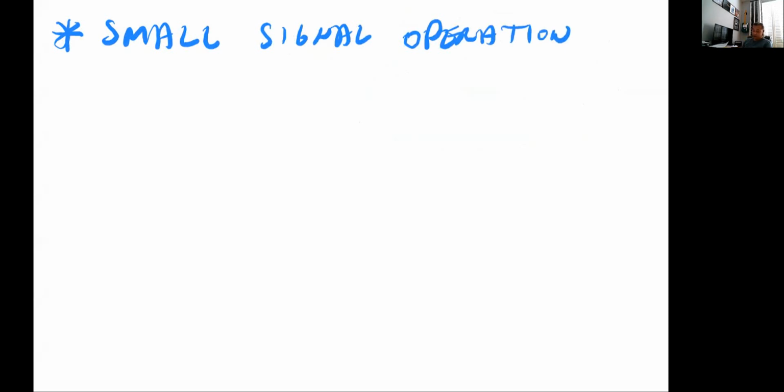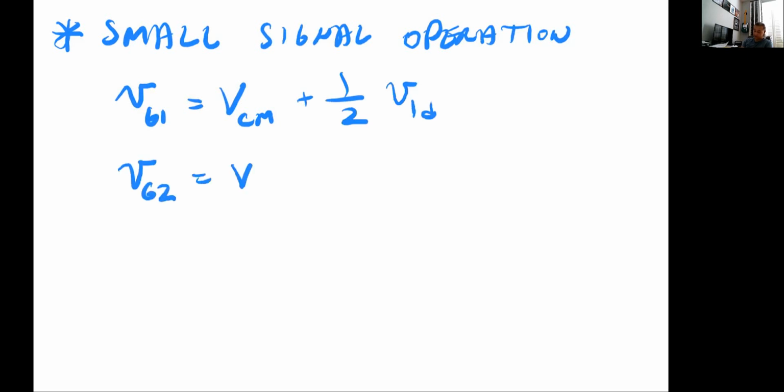And we're going to recall what our gate voltages are. So that hasn't changed. It's that common voltage that we defined at the beginning, plus 1/2 the differential input for transistor 1, and for transistor 2, the negative input, we have the common voltage minus 1/2.